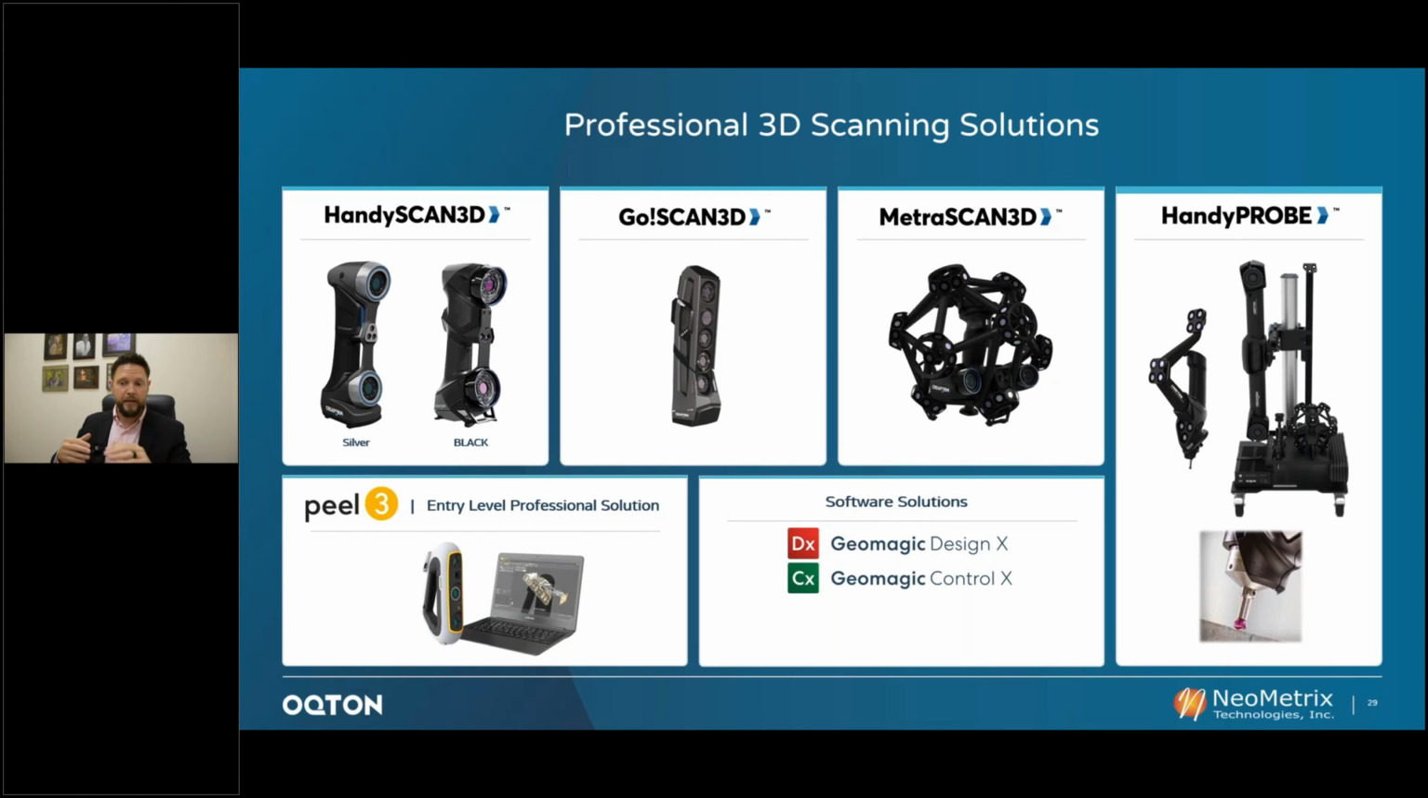The Peel 3D, again, our entry-level solution, is basically a baby GoScan, not quite as fast, not quite as big a scanning area, resolution, accuracy, stuff like that, but is a very, very cool feature set especially for the price. It's a nice option. We've talked about Design X and Control X here in our examples, obviously. I also use Geomagic Wrap and Geomagic SolidWorks quite a bit.